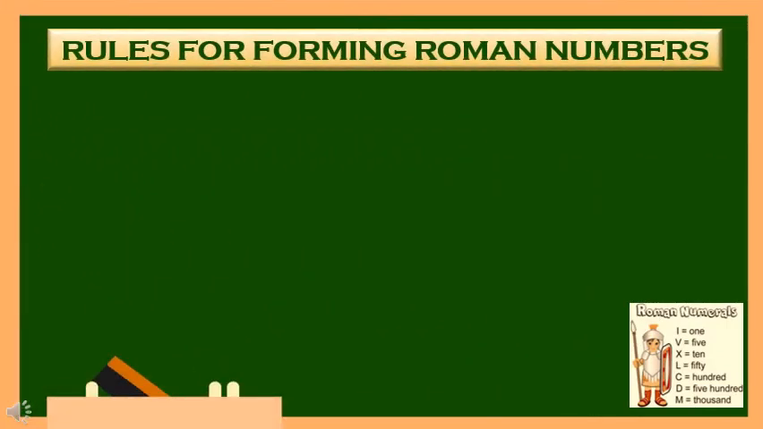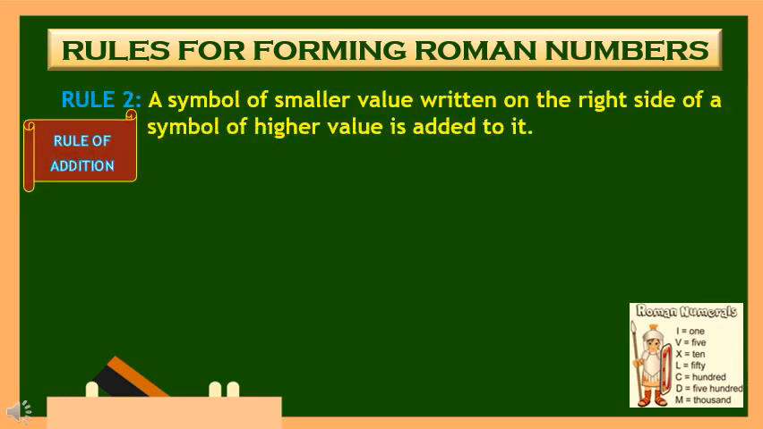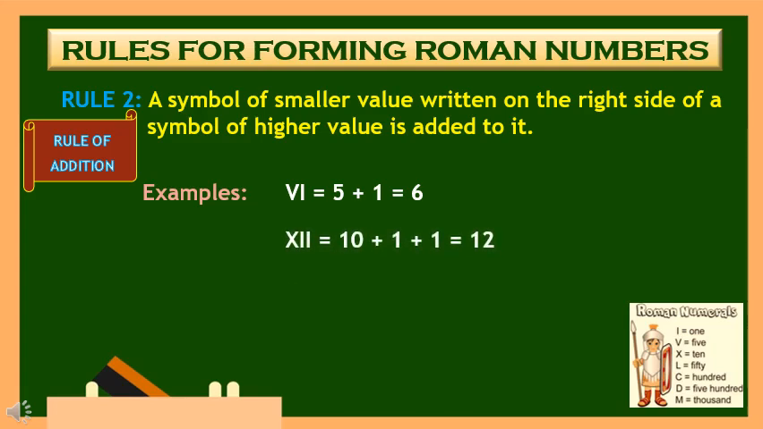Now, let us see rule number 2, that is the rule of addition. If a symbol of a smaller value is written on the right side of a symbol of higher value, then they are added with each other. For example, VI. V is for 5, I is for 1. So we add 5 plus 1, that gives you 6.